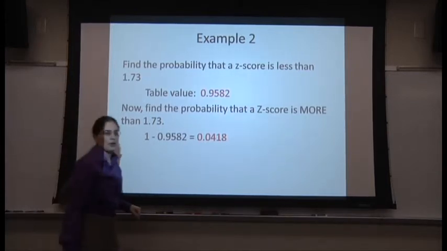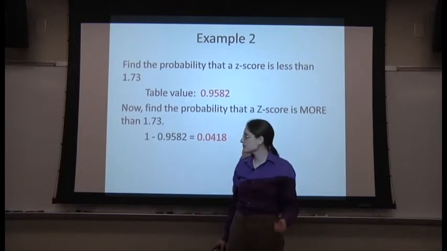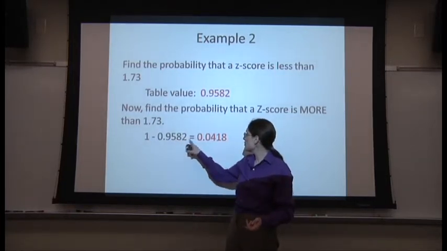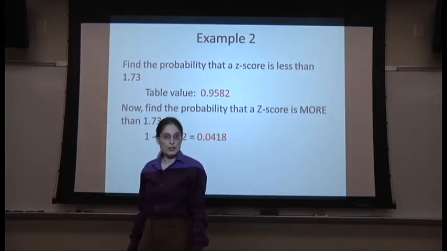What if we want to know the probability? What if we don't want less than? What if we want more than? 1 minus the table value gives you the probability that Z is more than a number.